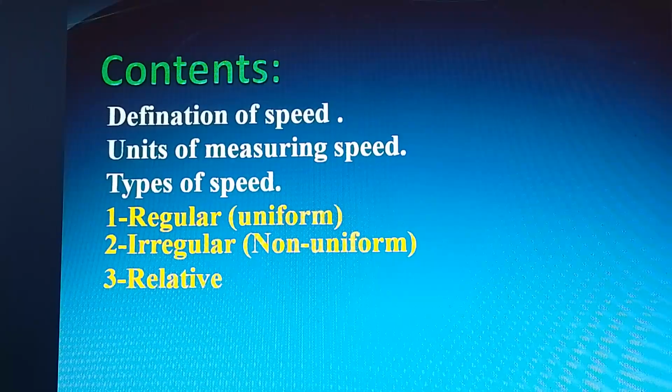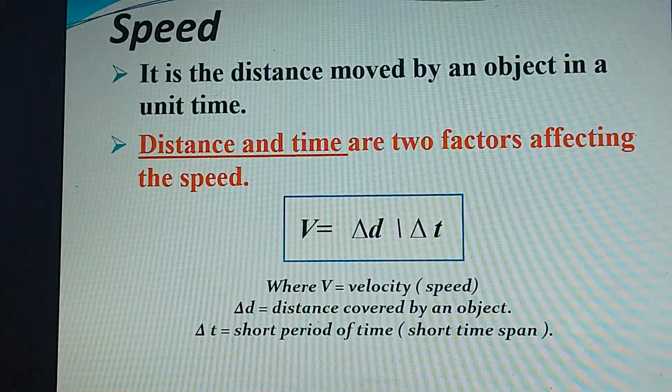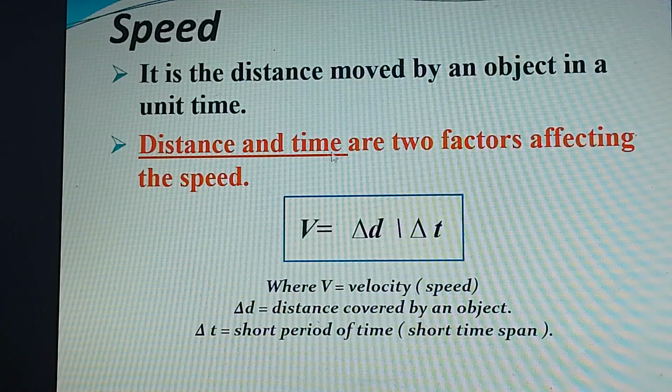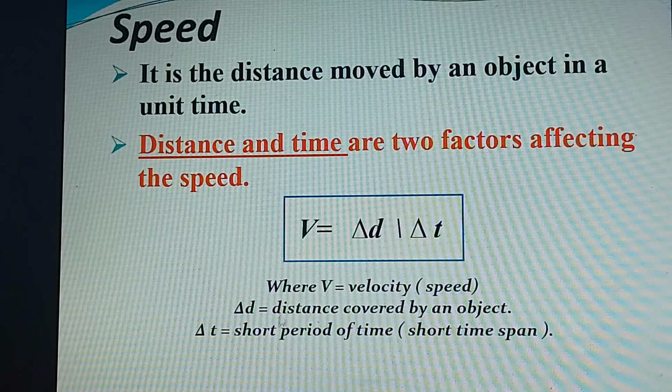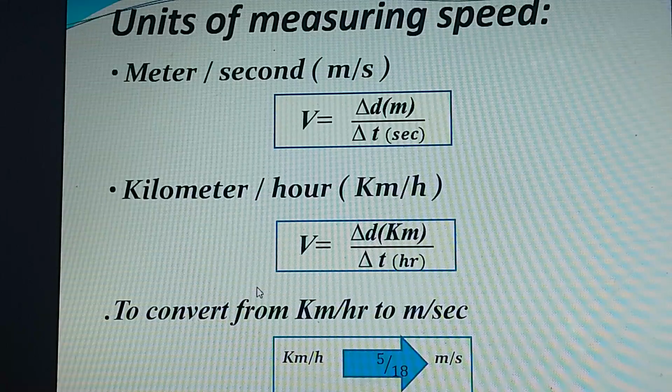or fixed point. Speed is the distance moved by an object in a unit time. Distance and time are two factors affecting the speed. V equals delta D over delta T. Delta means difference, or minus. Where V is velocity, D is the distance covered in a unit time, a short period of time, which is delta T.